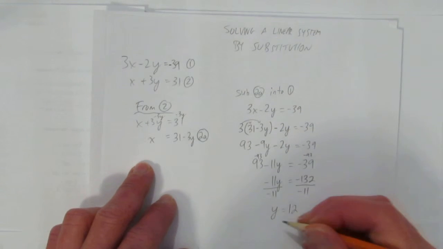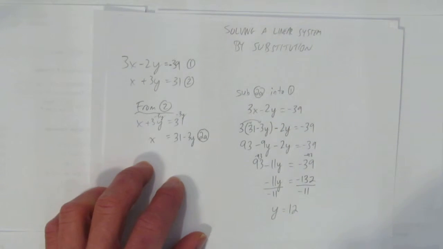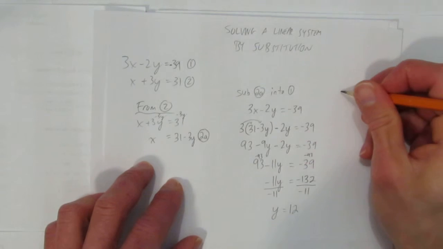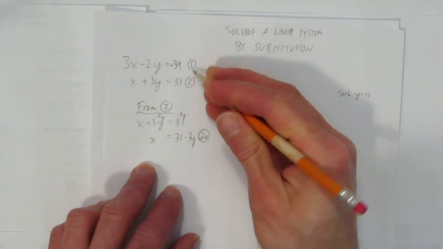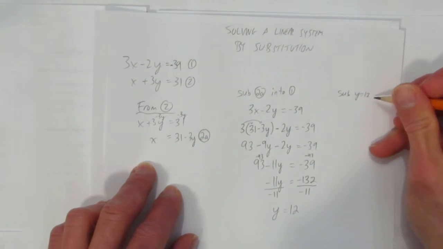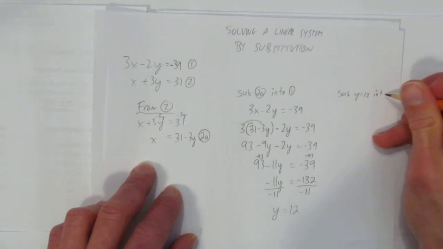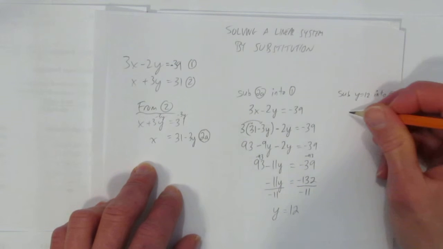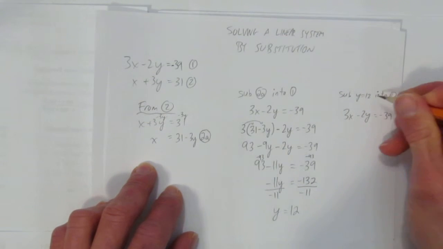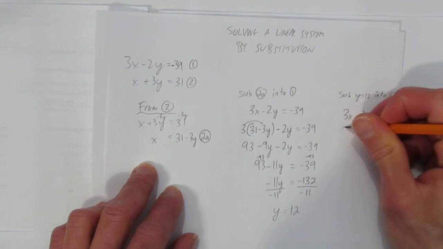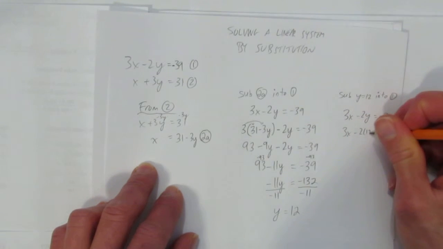You're not quite done though. We know what y is, but we have to find x. So we can sub y equals 12 back into one of the equations. Any one of these equations will do: 1, 2, or 2a. Let's try equation 1, just to see what we get. 3x minus 2y equals negative 39. So sub y is 12. Replace this y value with 12.